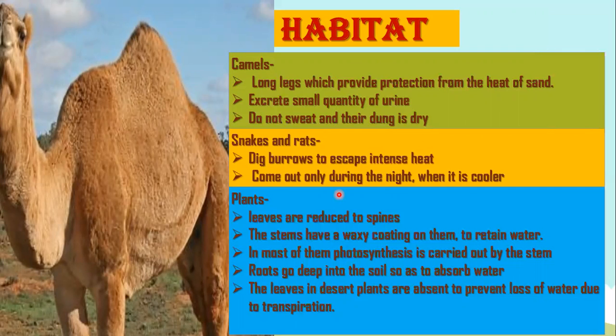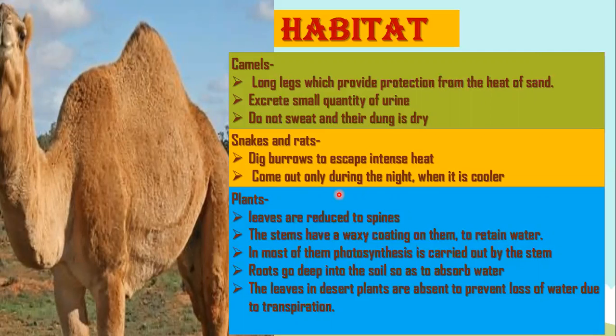Then again, all the plants and animals which live in the desert have to lose very little water from their body. They want to store as much water as they can. So camels excrete a very small quantity of urine. Again, they do not sweat and their dung is also dry. All of these are in order to survive, to store as much water as they can.